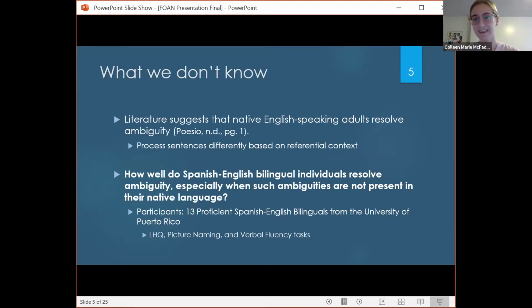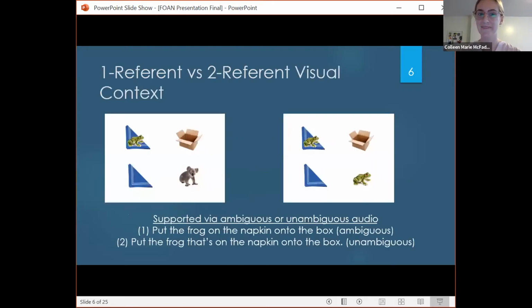In this project, we're looking at Spanish-English bilinguals and their ability to resolve this ambiguity and the effect of referential context. We did this through recruiting Spanish-English bilinguals from the University of Puerto Rico. And similar to Olivia's experiment, we gave them a language history questionnaire, picture naming task, and verbal fluency tasks to ensure their levels of proficiency.